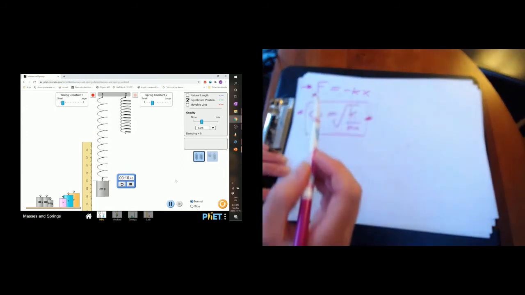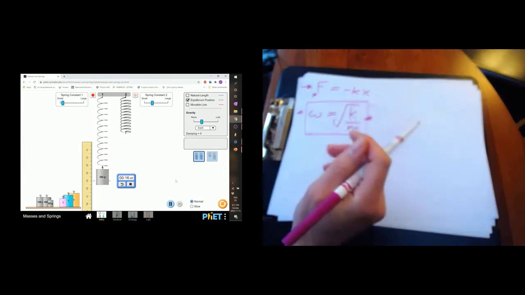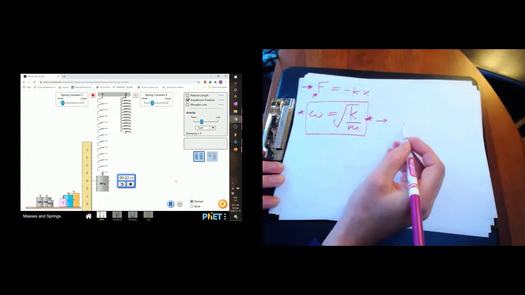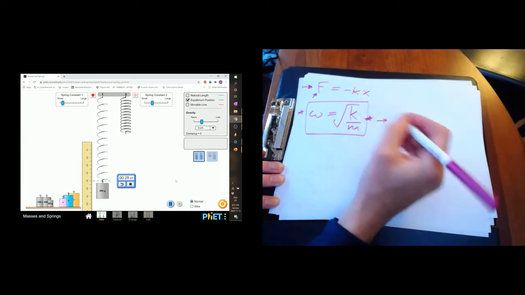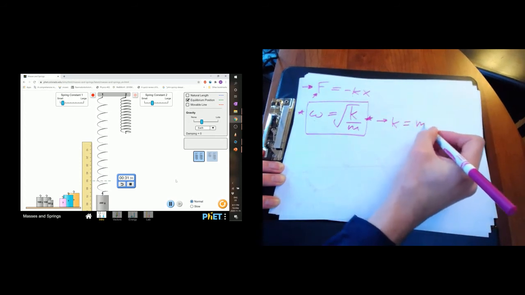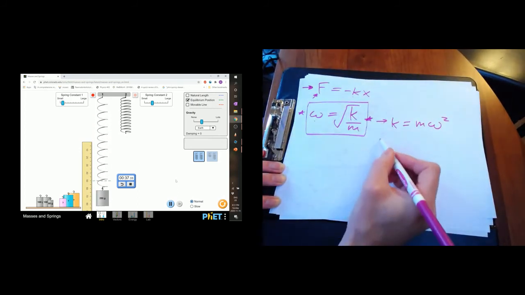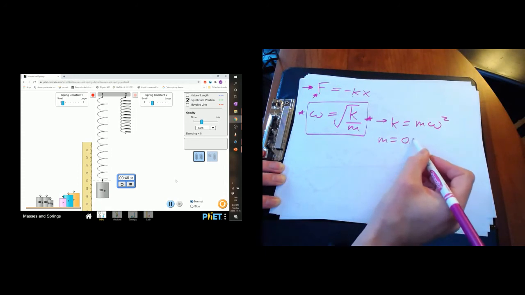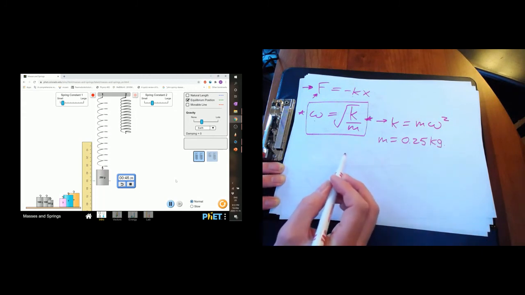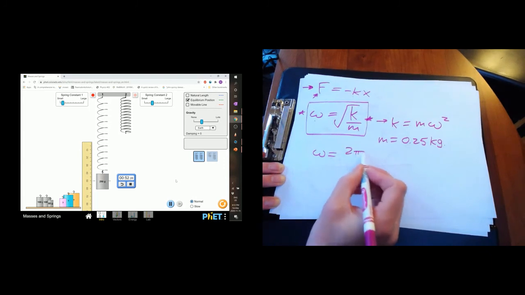Instead, it's better in this case to use this relation, because we can figure out the frequency by observing this motion. So this is going to be our method to answer this question. The relation between omega, K, and M can be rearranged to say that K is equal to M times the square of omega. Just square both sides and multiply by M. We know from the simulation that M is 250 grams, or 0.25 kilograms, and that omega is equal to 2 pi divided by the period.